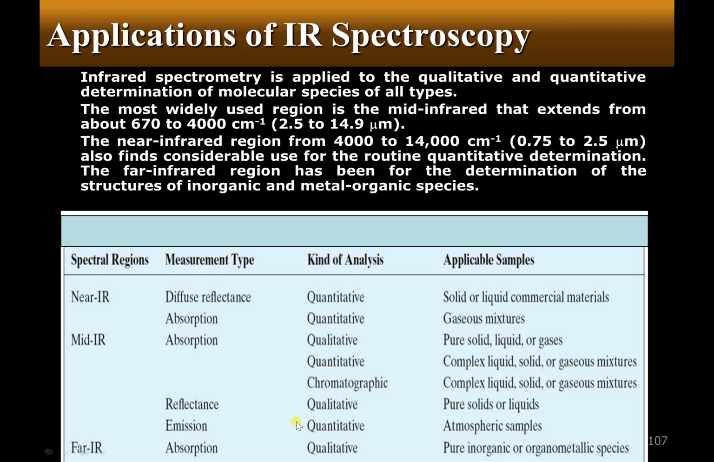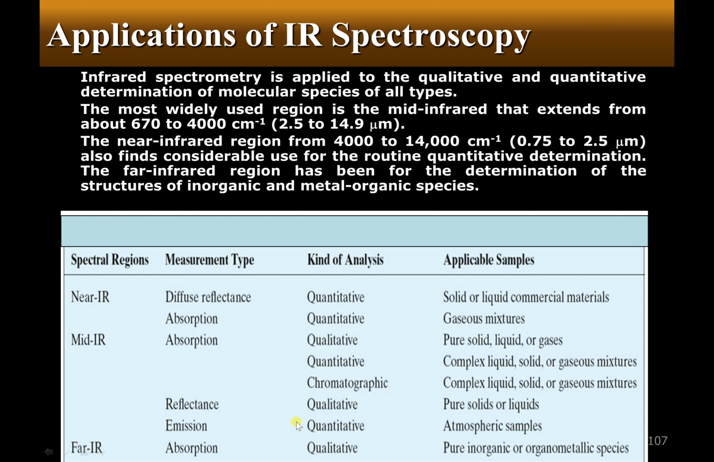Mid-IR is qualitative mostly for pure solids, liquids or gases, mostly organic compounds. Quantitative for complex liquids, solids or gaseous mixtures. It can also be hyphenated with chromatographic systems for complex liquids, solids and gaseous mixtures. Mid-IR is also used for reflectance and emission, mainly for qualitative and quantitative purposes respectively, for pure solids, liquids or atmospheric samples.